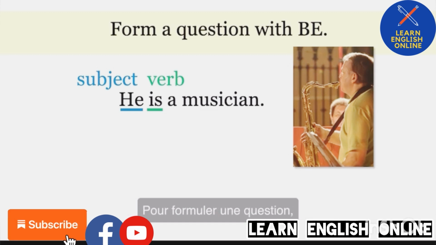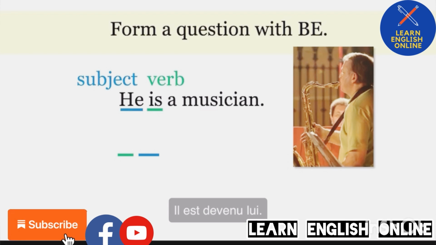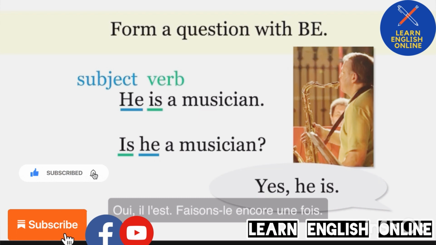To form a question, we just switch or reverse the order of the subject and verb. So he is changes to is he? Is he a musician? Yes, he is.